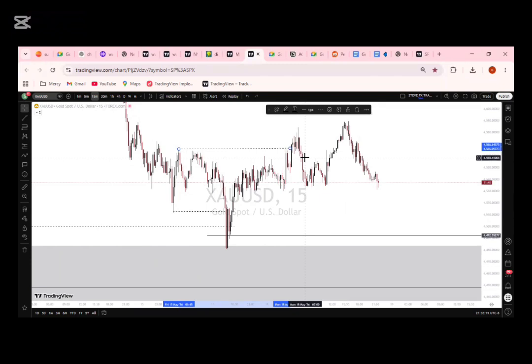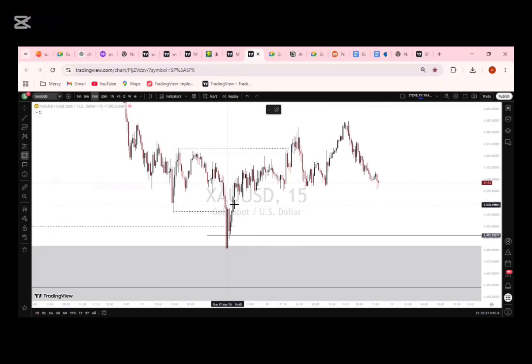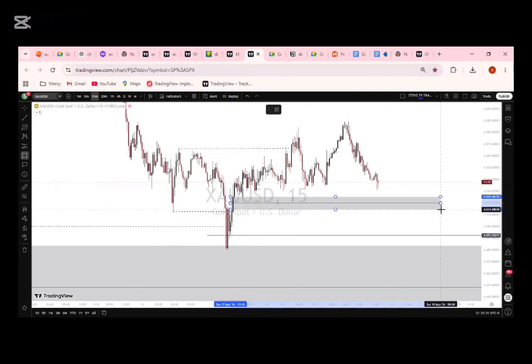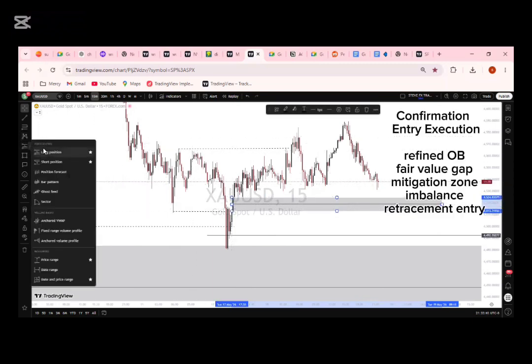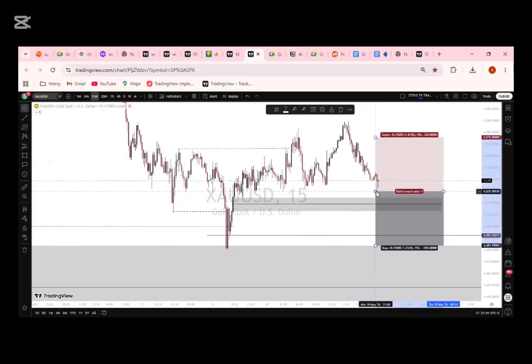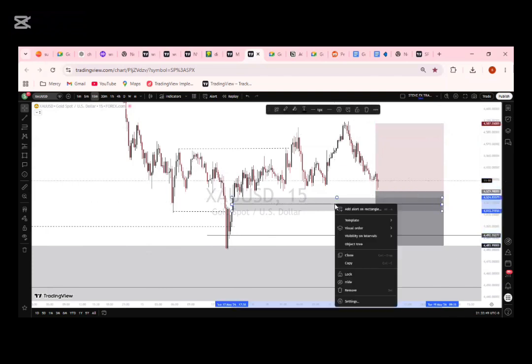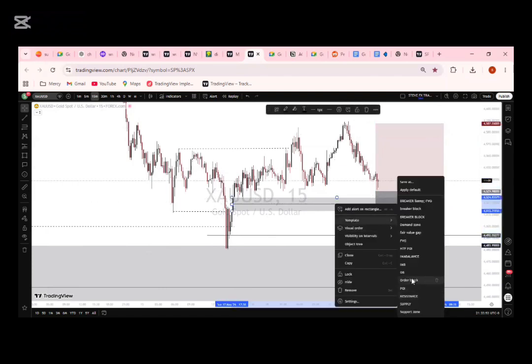So you look out for your entry zone, which can be your order block, your fair value gap, or any other zone that you can identify. So we have a fair value gap around this particular area. This is a fair value gap around this particular area. Our fair value gap can then become our entry point for that particular trade.